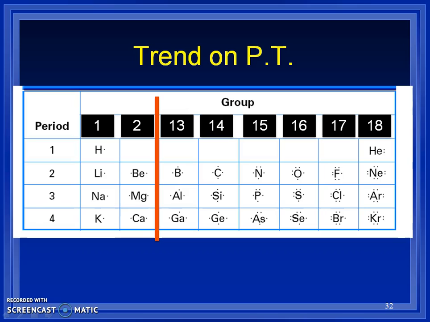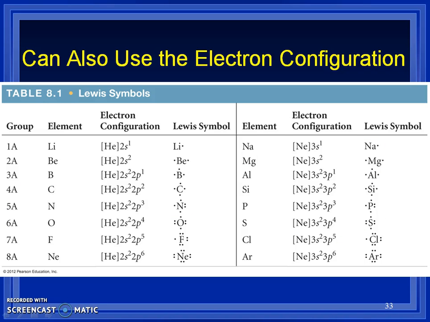Helium is that exception to the rule, where it only has one energy level and there are only 2 electrons on that first energy level, and they're going to be grouped together like that as a bond, showing that it's already stable. Again, you can also use the electron configuration to help you figure out how many valence electrons there are.